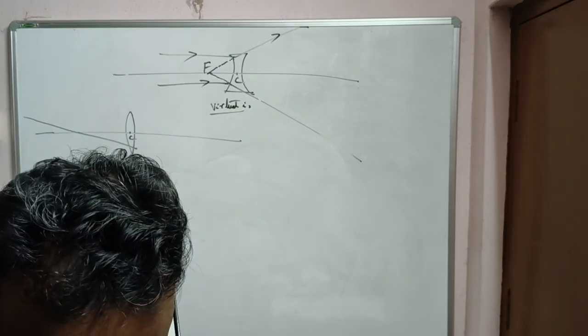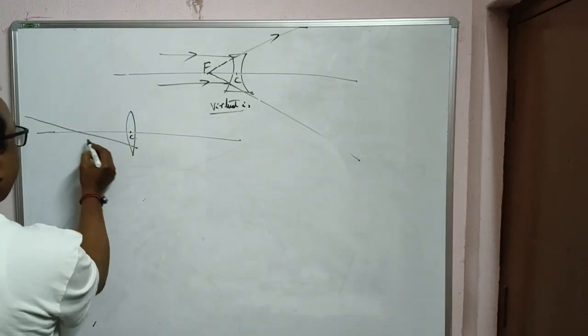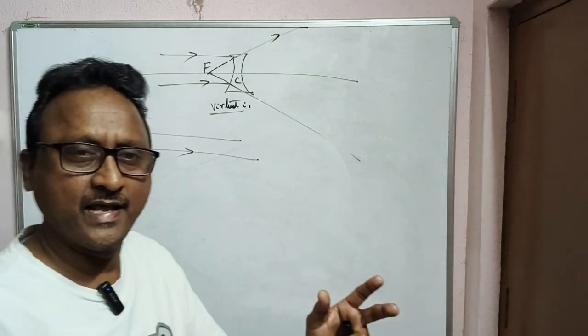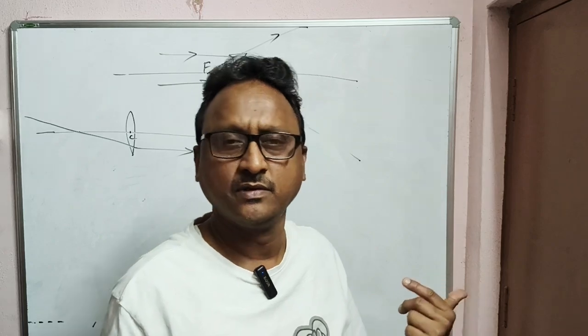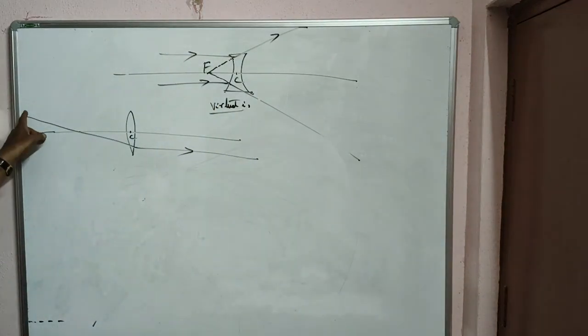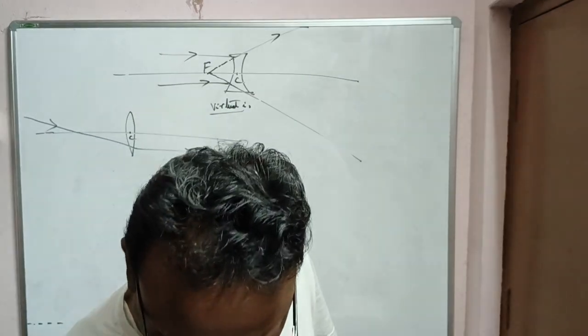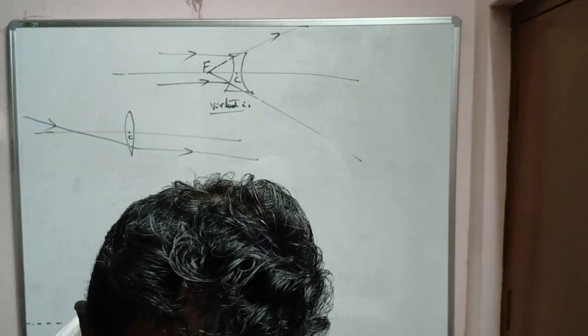Okay. Now what happens when any light ray passes through the focus? It has to be going parallel only. Parallel light rays meeting after the lens go through the focus. If the light is going through the focus, then it has to go parallel. Okay, this is another important thing.